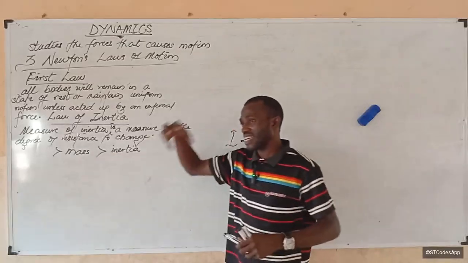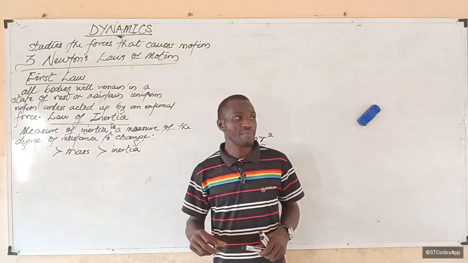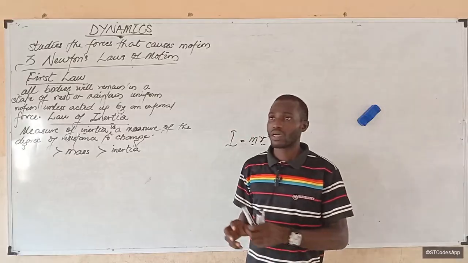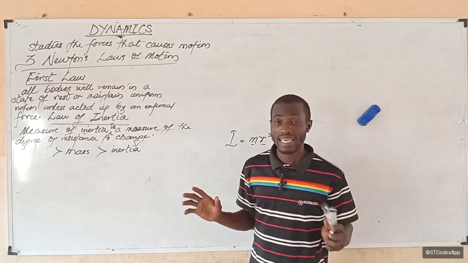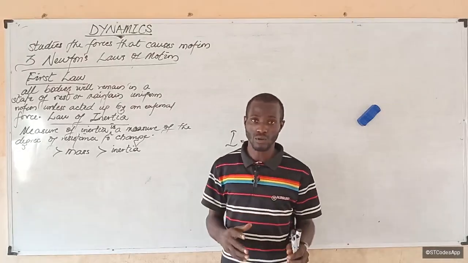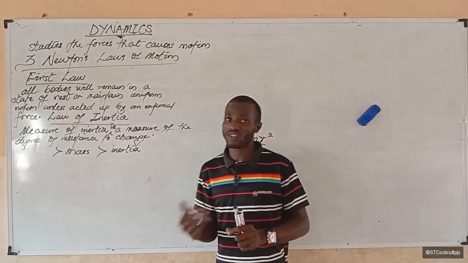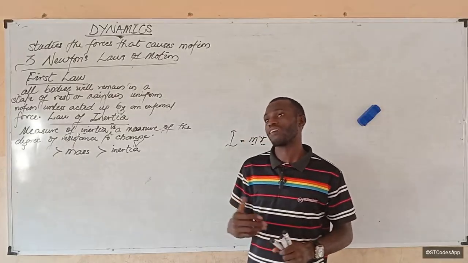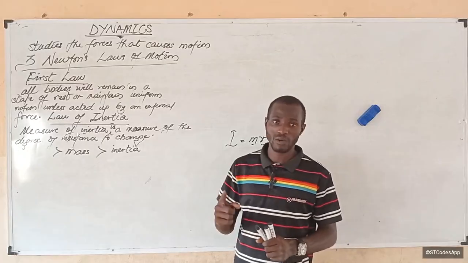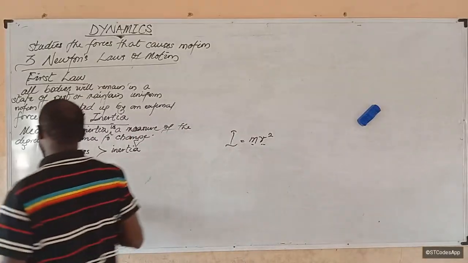Mass is innate. Mass is a fundamental property of matter, right? Every matter has mass. Okay, so there are two things that are actually fundamental properties of matter. We have mass and charge, but not all matter may have charge, but it will always have mass. Is that okay? Because mass is the quantity of matter in the substance.